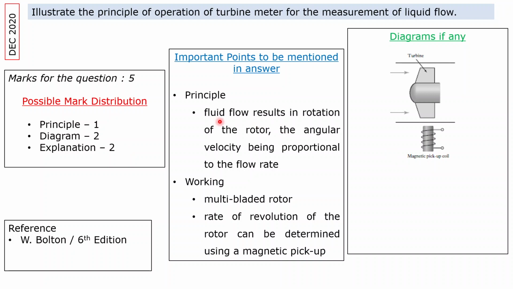So the principle is fluid flow results in rotation of the rotor, the angular velocity being proportional to the flow rate. So if you are having a high flow rate, the multi-blade rotor of this turbine will be rotating at a high angular velocity, which is picked up by the magnetic pickup coil, and you will be getting an EMF with respect to the angular velocity of this particular turbine.